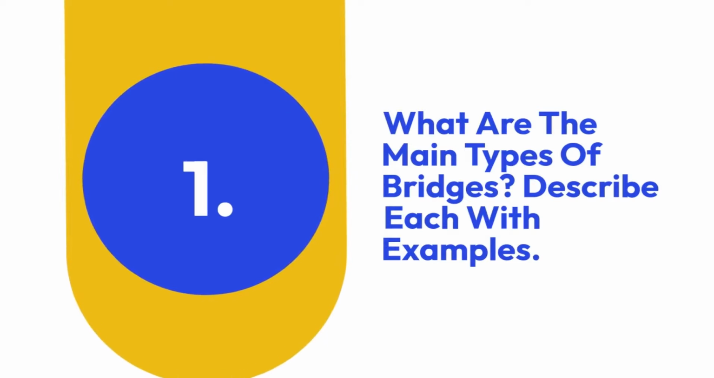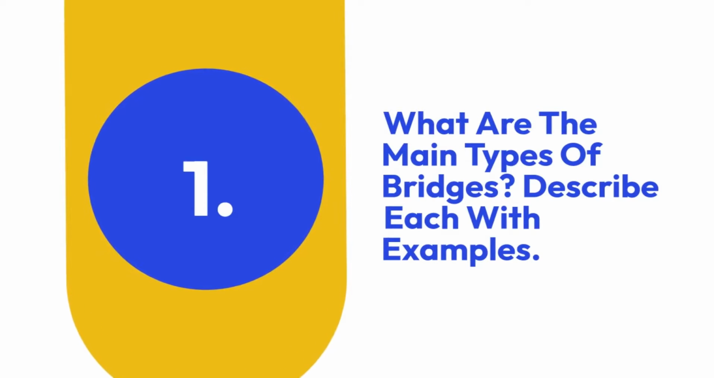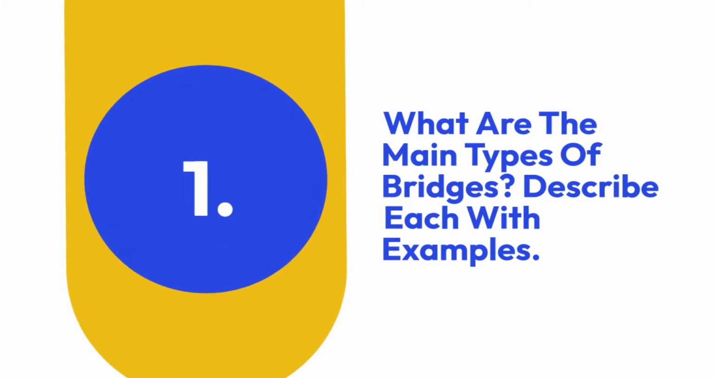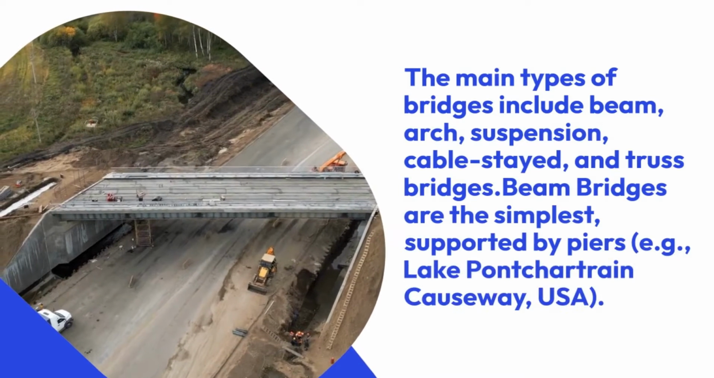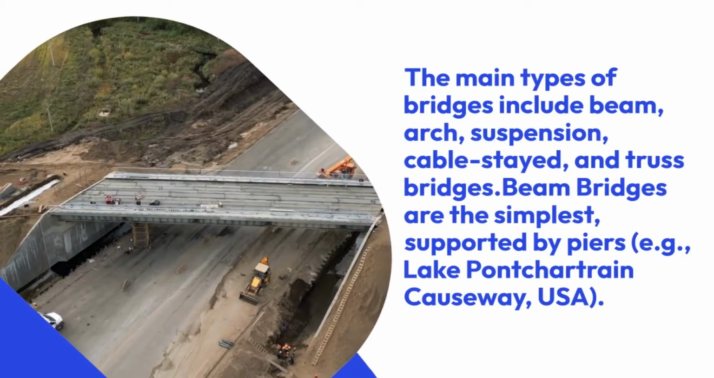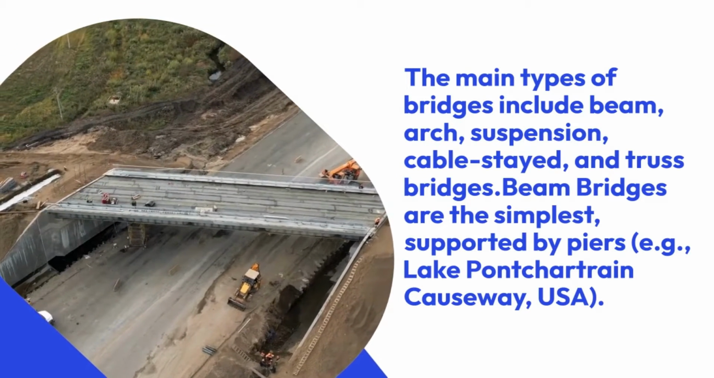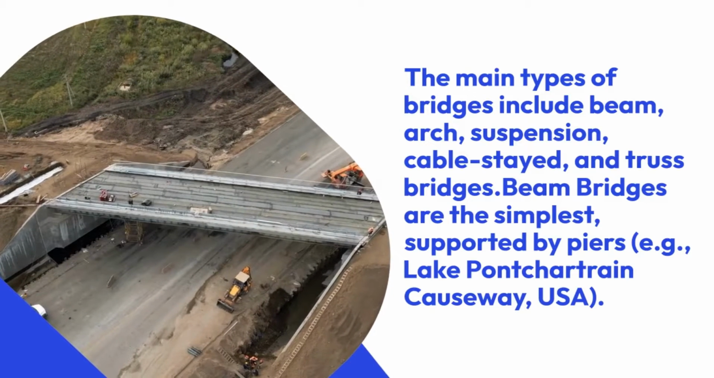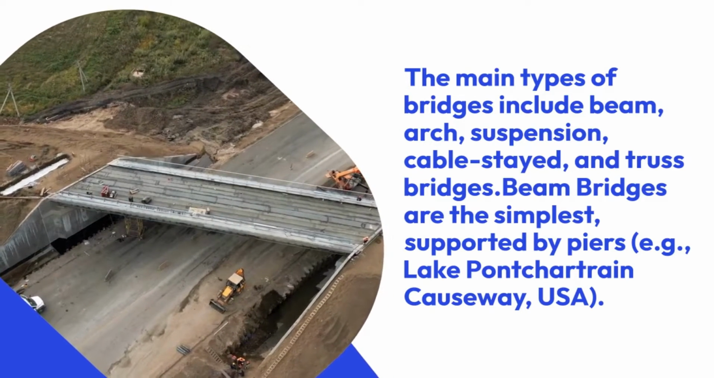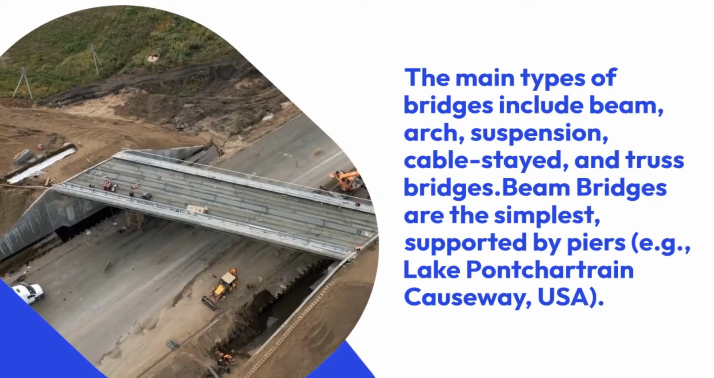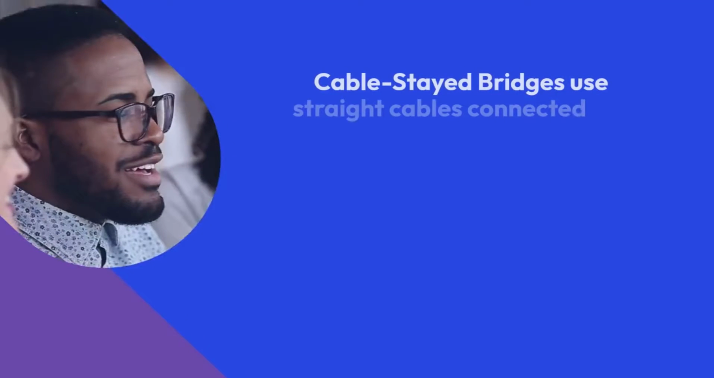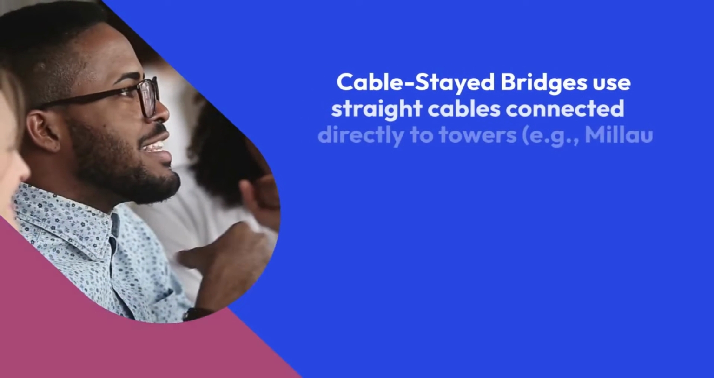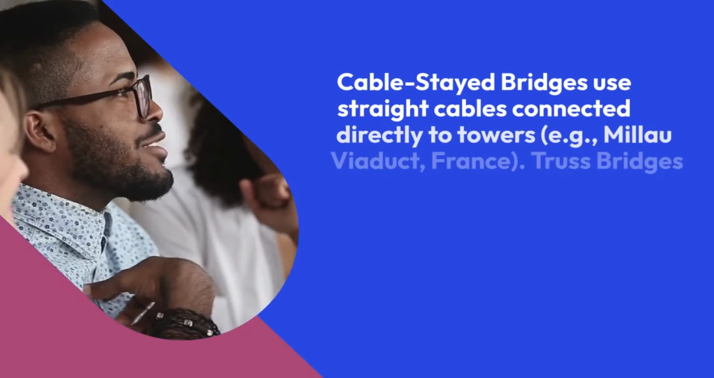1. What are the main types of bridges? Describe each with examples. The main types of bridges include beam, arch, suspension, cable-stayed, and truss bridges. Beam bridges are the simplest, supported by piers, e.g., Lake Pontchartrain Causeway, USA. Arch bridges use a curved structure for support, e.g., Sydney Harbour Bridge.